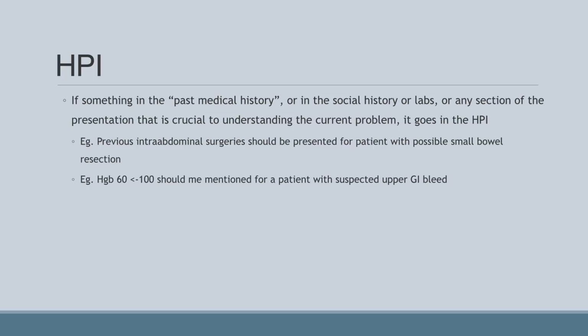Or let's say you saw someone with an upper GI bleed, and their most recent hemoglobin was 60 compared to 100 a couple hours ago. Even though this is technically a lab value, it's really critical to understanding the severity of their bleeding and how urgently it needs to be dealt with, and therefore it should be mentioned in the HPI, not in the investigations. Again, you're an editor and not a tape recorder, so feel free to move things around in different sections if you think it's indicated.